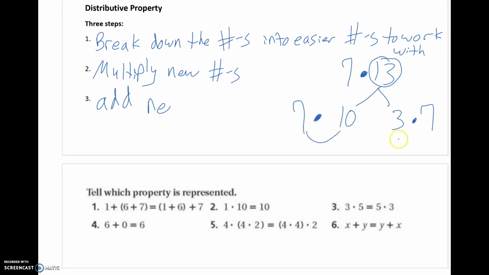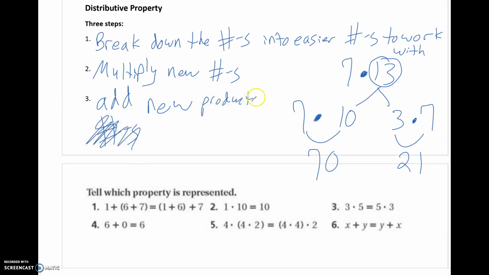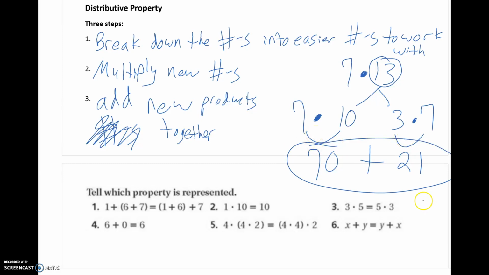And if we multiply these together, we get 70 and 21. And our third step is you add the new numbers, or actually the new products together, okay? If we add 70 and 21, our answer is 91, okay? Let's check it on the calculator to make sure we did that right.